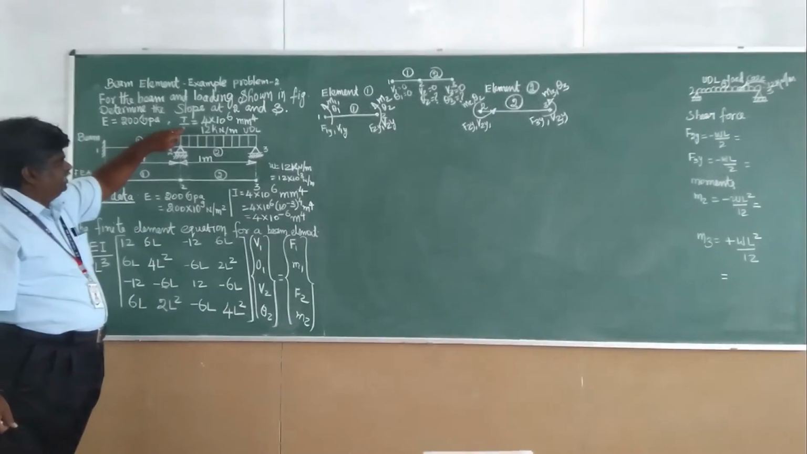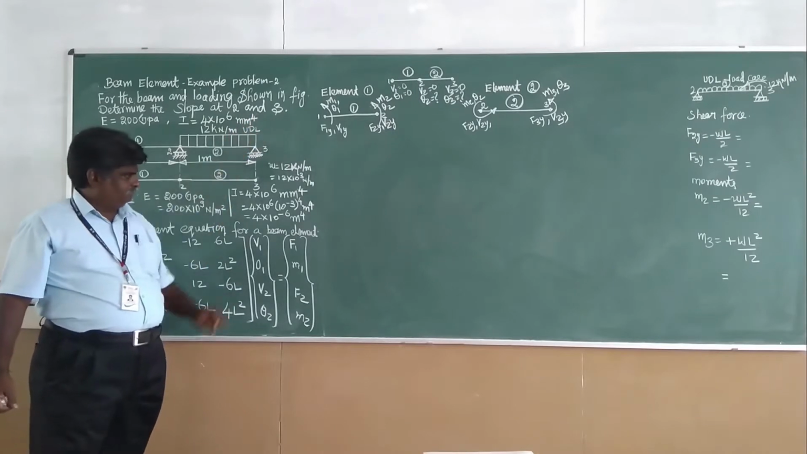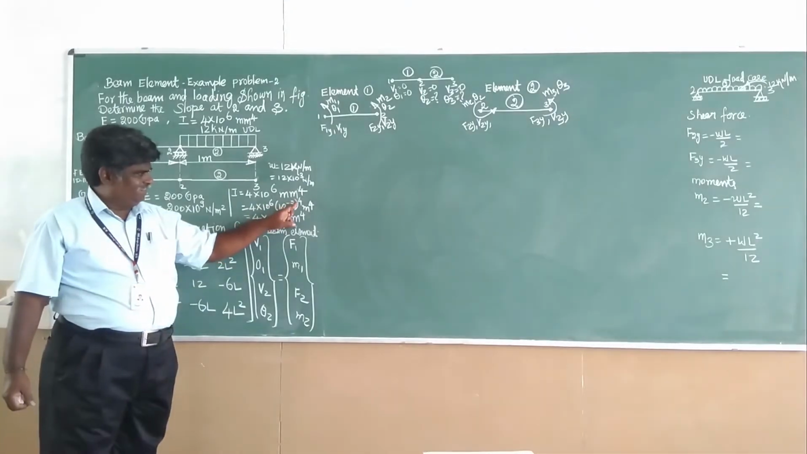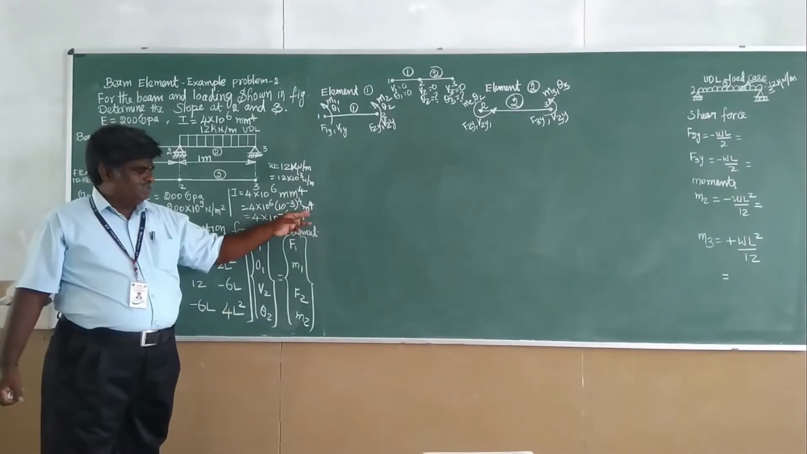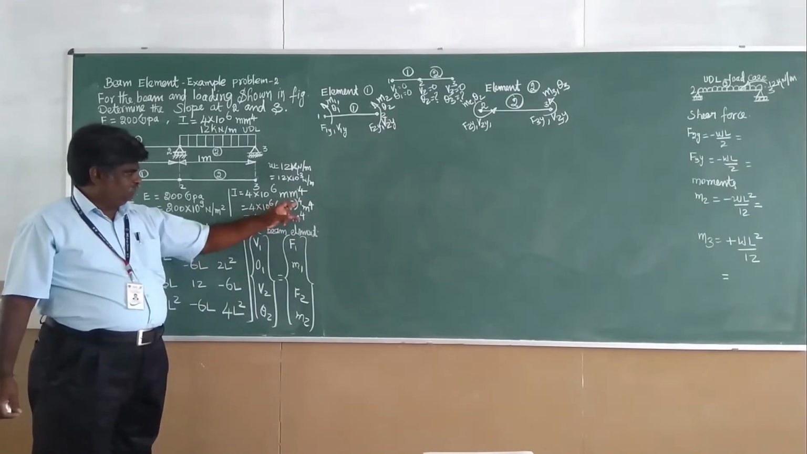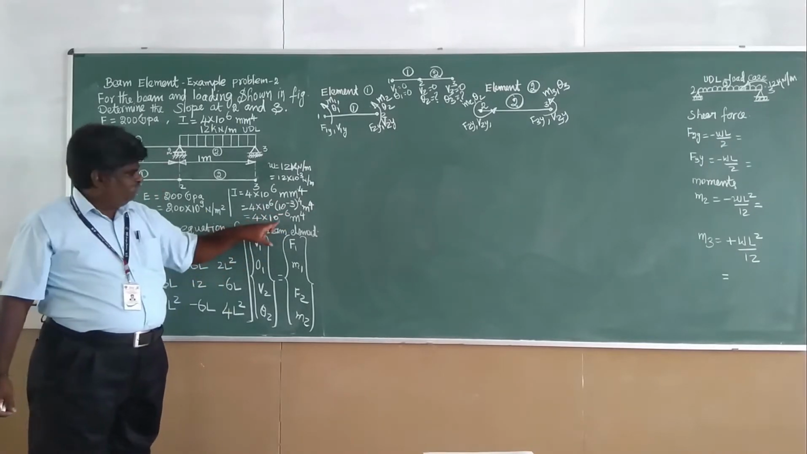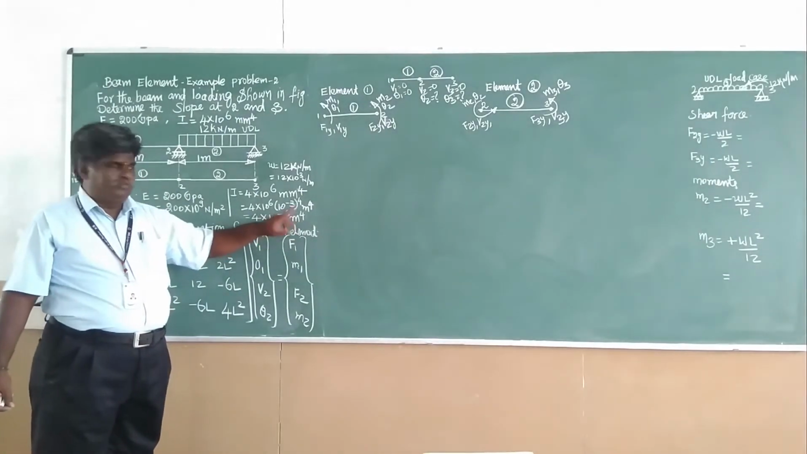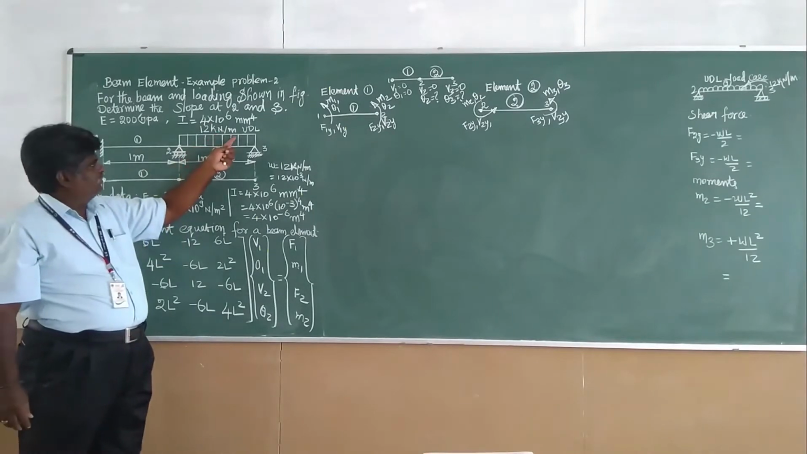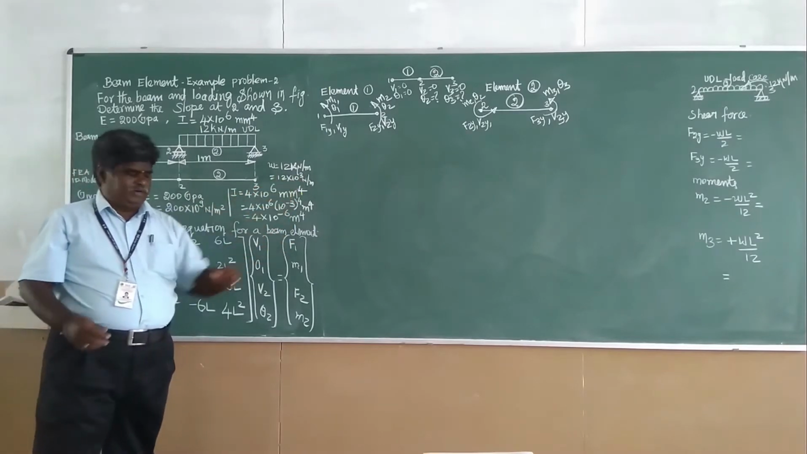Next, the moment of inertia is given as 4 into 10 power 6 mm4. Converting to m4: 10 power minus 3 to the power 4, so 3 into 4 is 12, minus 12 plus 6, you get minus 6. So 4 into 10 power minus 6 m4. Then the uniform distributed load is 12 kilonewton per meter, so 12 into 10 power 3 Newton per meter.